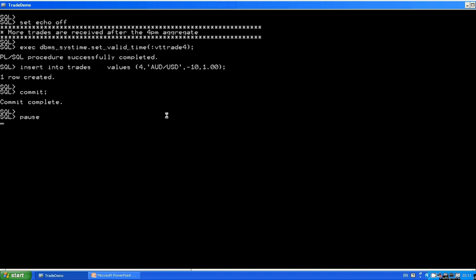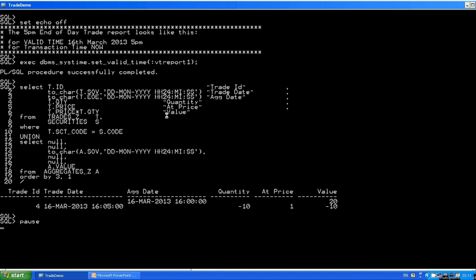We receive a 4th trade after the aggregate. And if we run the report again, this time at the valid time of the report, 5 p.m, we can see that we've got one aggregate and one trade that happened at 16:05. The time of this report is actually 5 p.m.